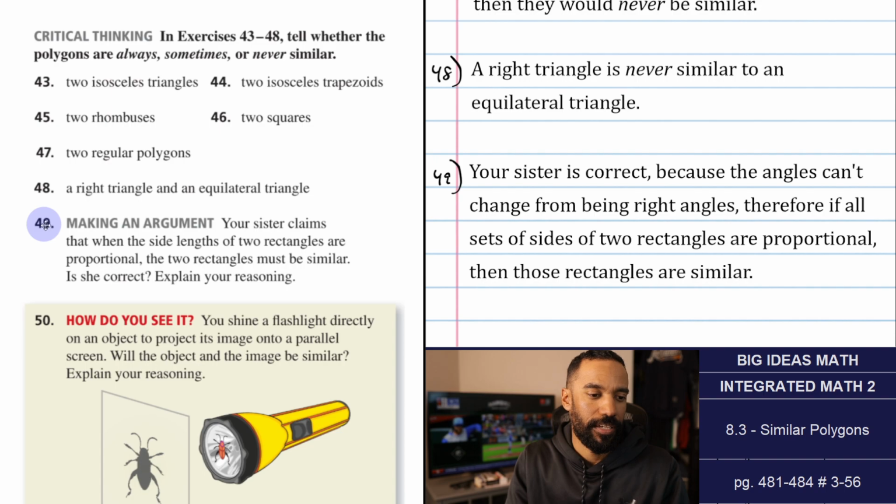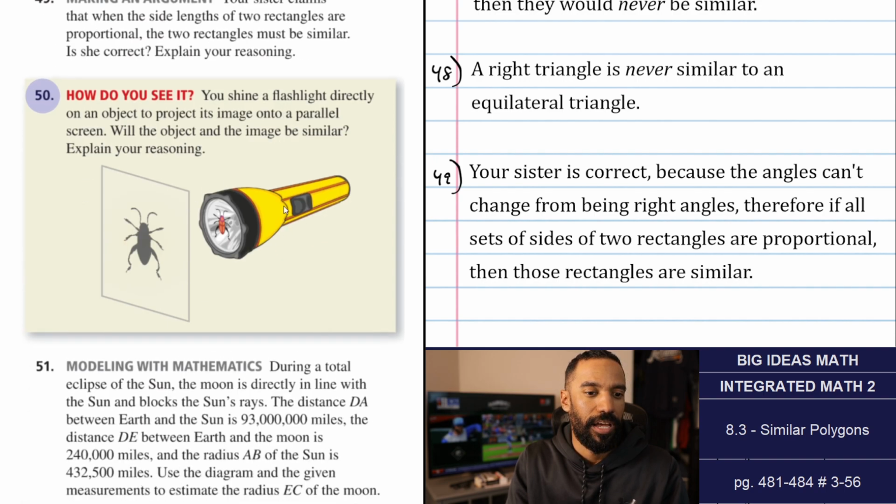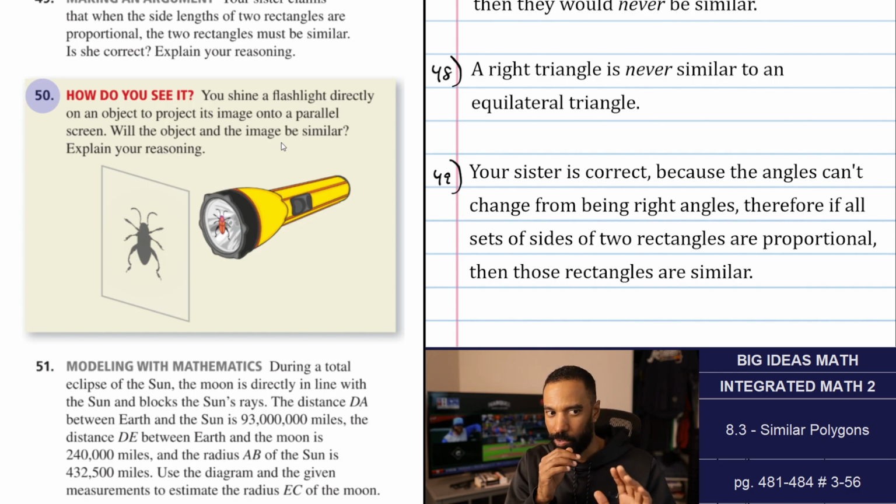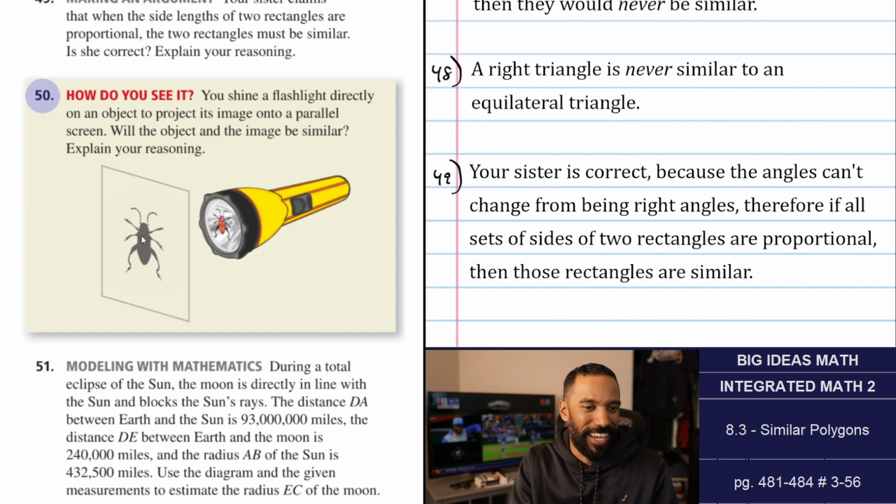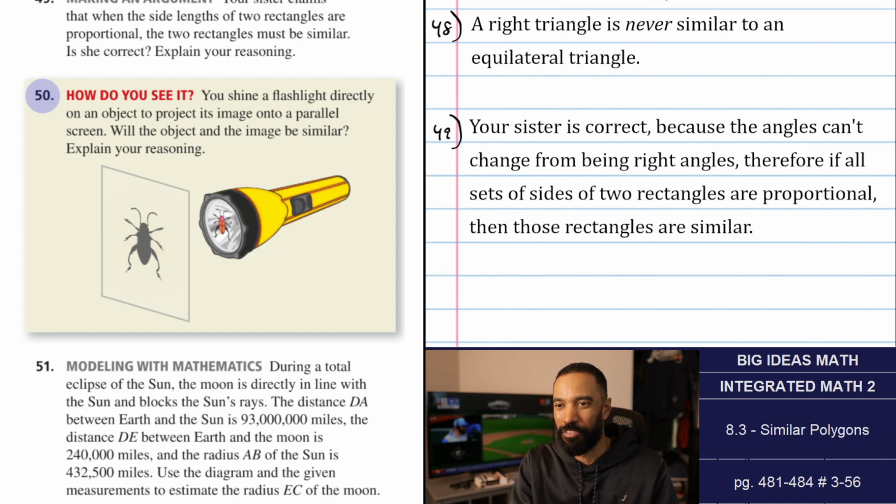All right, number 50. How do you see it? You shine a flashlight directly on an object to project its image onto a parallel screen. Will the object and image be similar? Explain your reasoning. You know, this is something that's freaky. I thought this was a piece of paper that was going to be shined on something else. Flashlight directly on an object, that's scary. As long as the flashlight lens isn't curved or whatever, I guess it has to be a little bit. They're asking you to basically say yes. So 50, yes.